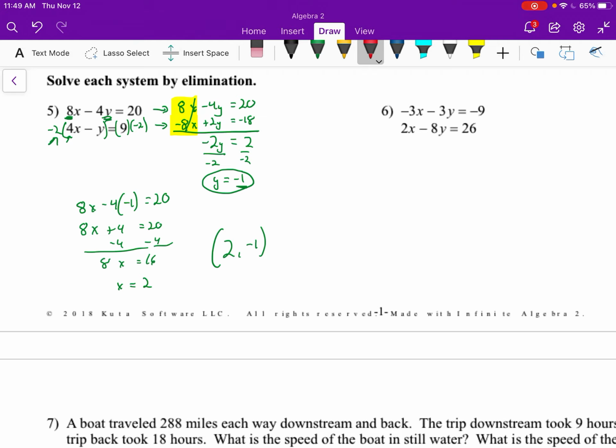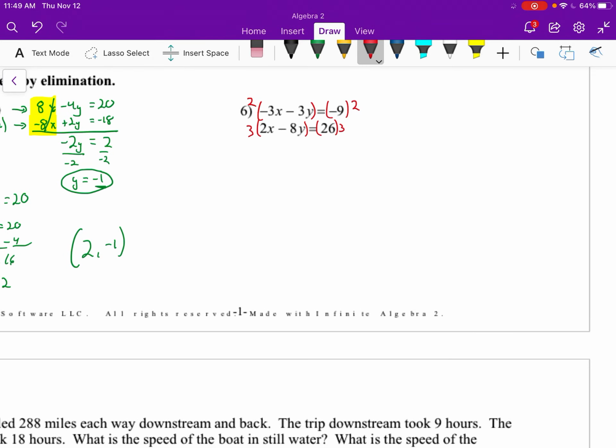And so we want to find the common multiple of 3 and 2, which is 6. So in order to get this to be a 6 or a -6x, we're going to multiply by 2. And we're going to multiply the bottom by 3. So when multiplying the left side, distributing this 2 would give us -6x minus 6y equals -18. And the bottom equation, distributing the 3, we get 6x minus 24y equals 78. And then it's set up to eliminate.